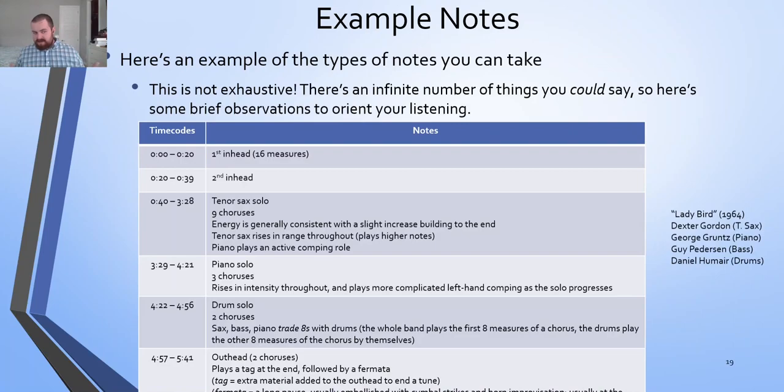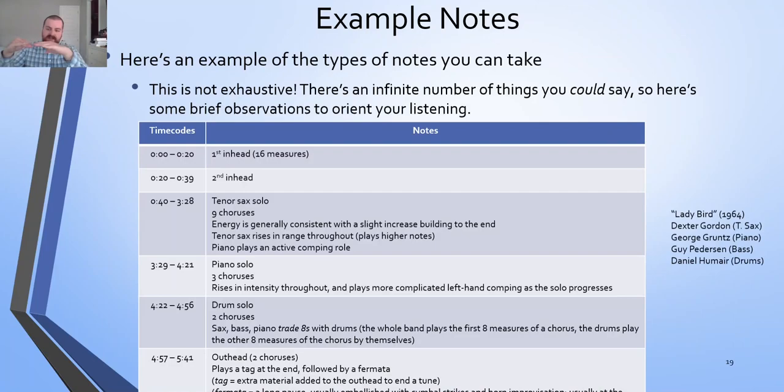It's the first 20 seconds of the piece. They repeat the whole head again. It's relatively short, so they do it twice. We have a tenor sax solo, 9 choruses. Energy is generally consistent, but I do think that there's a slight but energetic build to the end. It's generally all kind of in the middle. It doesn't really go down. It just kind of goes a little bit up.